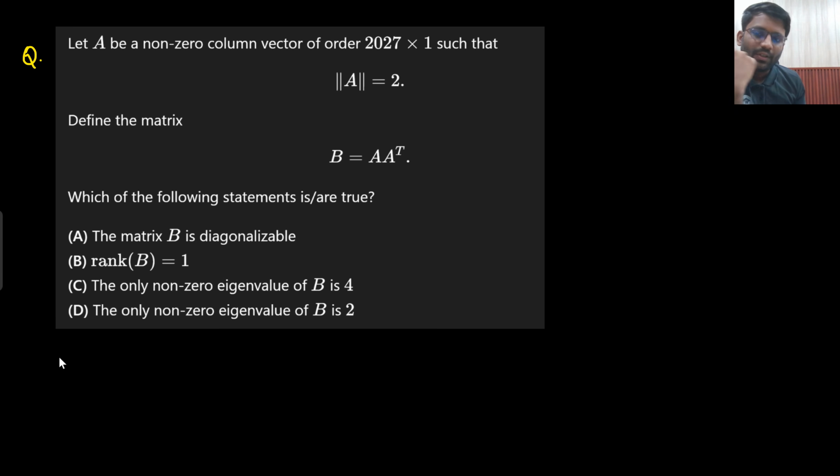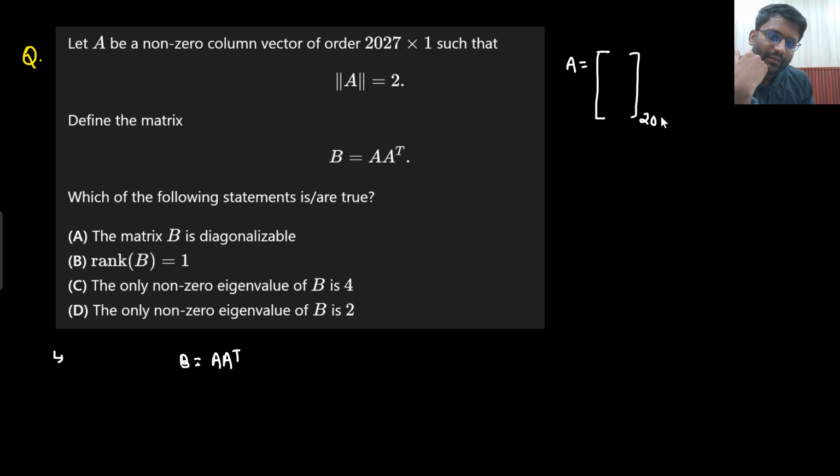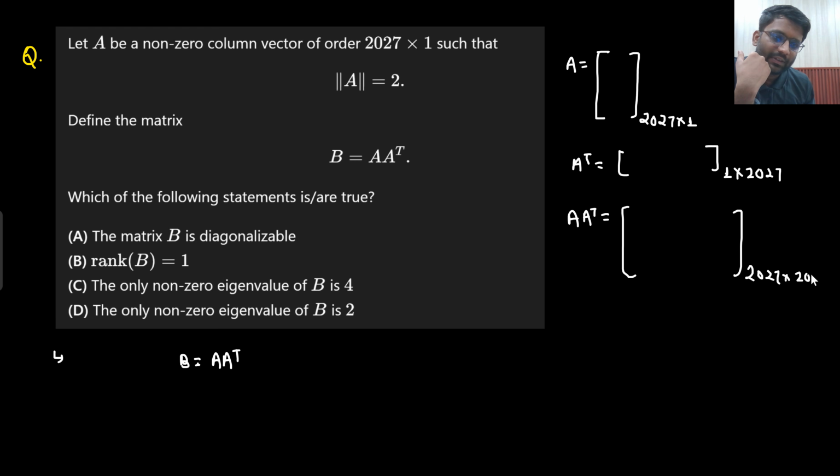Can you say so? What is B? B is A into A transpose. What is matrix A? Matrix A is 2027 into 1. What will be A transpose? 1 into 2027. So what will be A into A transpose? That will be 2027 into 2027.